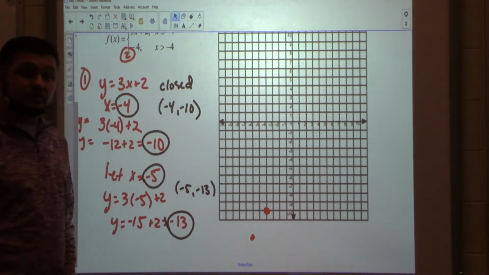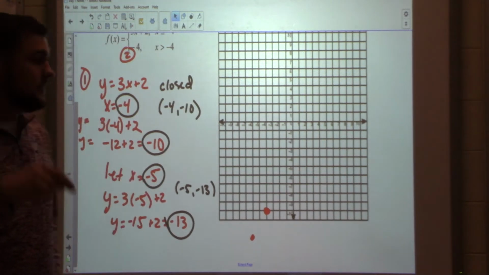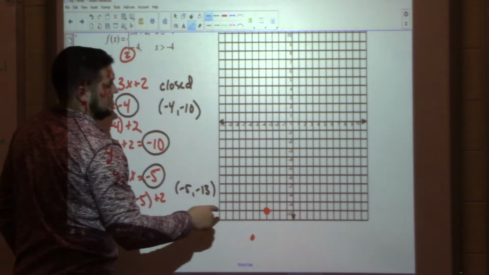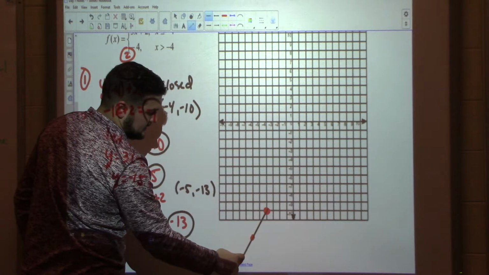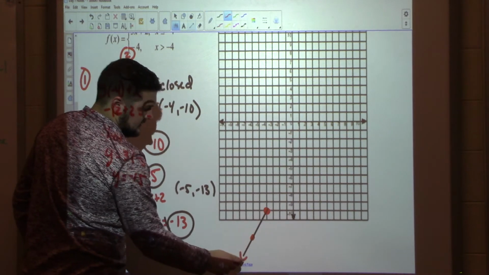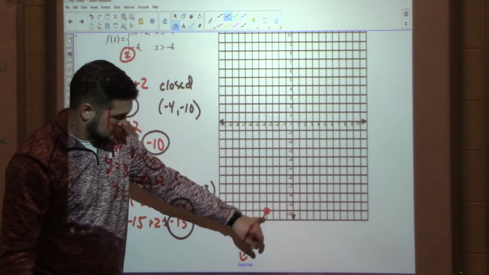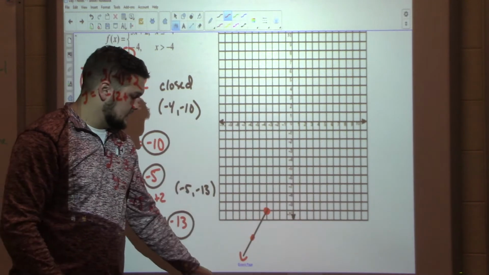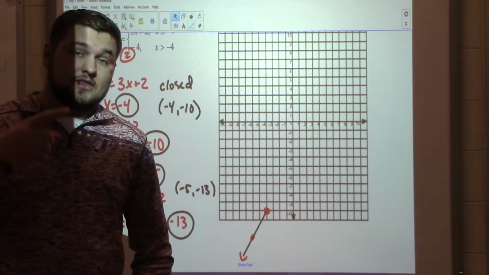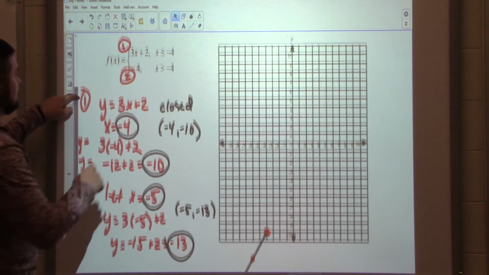All you need is those 2 points. You can see the direction, and then you can draw your line for that part. Be very careful. Remember that the first one you plotted is actually your endpoint, so it shouldn't go past that point at all. So we'll draw our line down. That was the first section of my piecewise function.